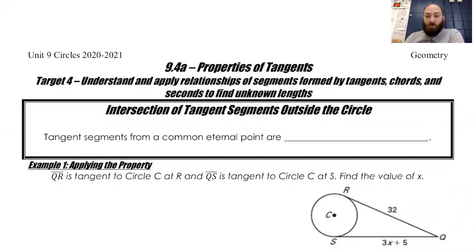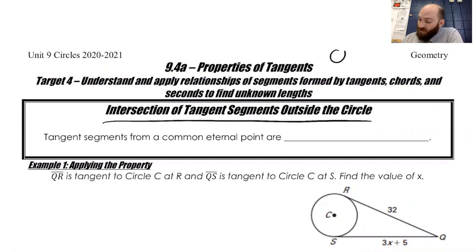Today we're going to be talking about 9.4 day one. Technically, actually, day one and day two together as one lesson because this first part is actually super easy. So we're looking at the intersection of tangent segments outside a circle. As a reminder, tangent lines are ones that cross a circle at exactly one point outside the circle.